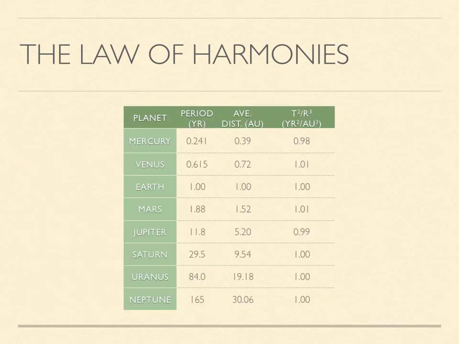As you can see here, the data of the period and the average distance of the planets from the Sun are all roughly about 1. And so, Kepler's law works with Newton's laws.